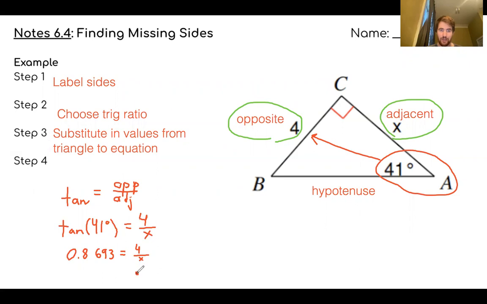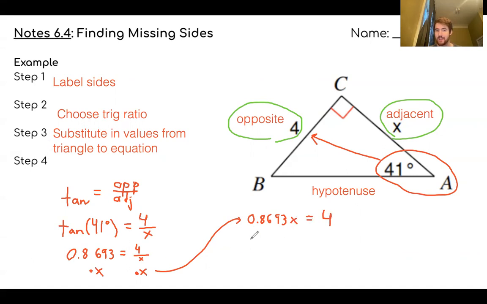First, we're going to do times x on both sides to cancel out that divided by x. And this is going to go up over here. So 0.8693 times x is just 0.8693x, right? And that equals 4 because we canceled out the divided by x, so now it's just 4.